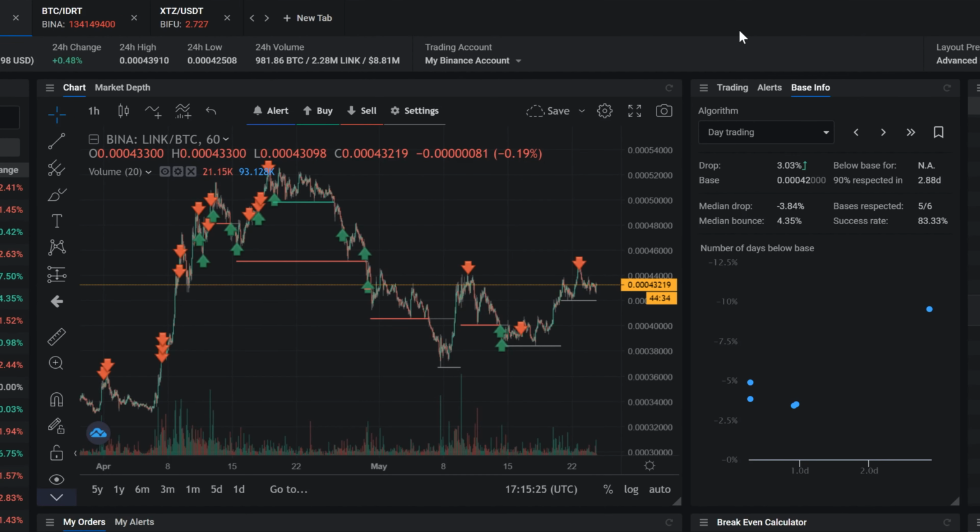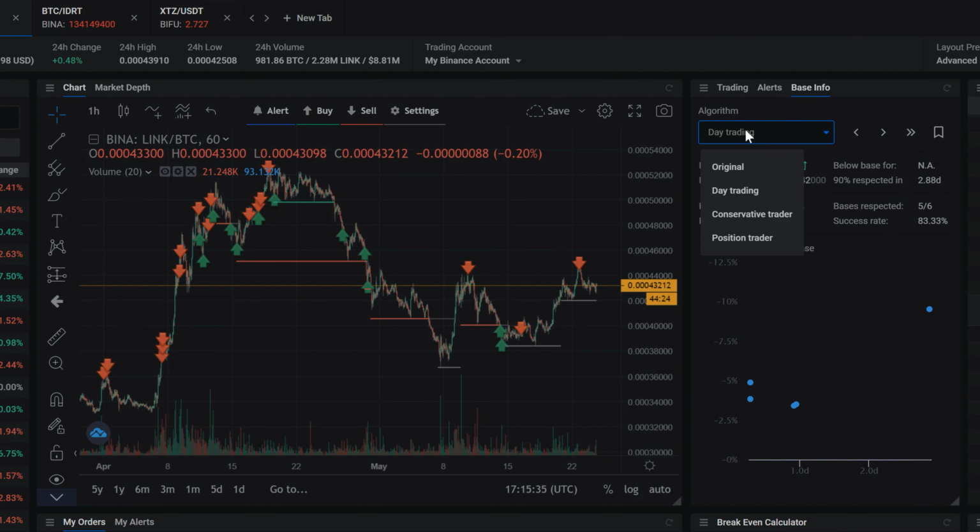The base info widget reflects the crypto-based scanner information, stats, and performance for the selected market in the last 1,000 hours. Start by selecting one of 4 algorithms. Original uses 1-hour chart with open and close prices. Day trading, based on 1-hour charts, usually has more bases but lower drops.